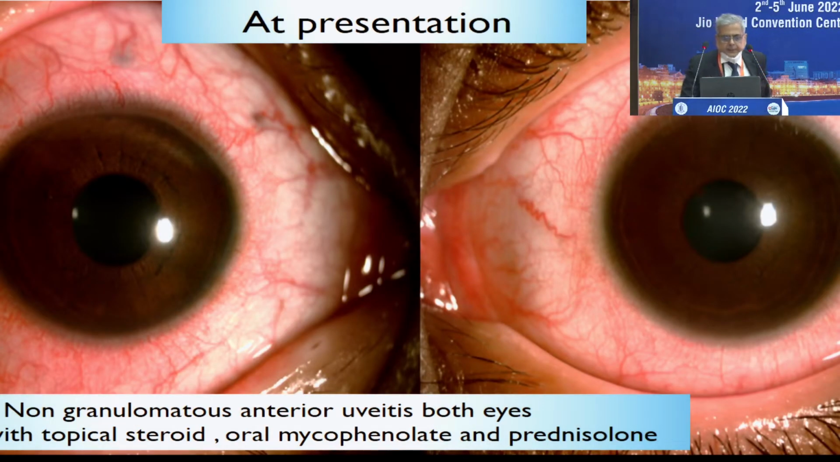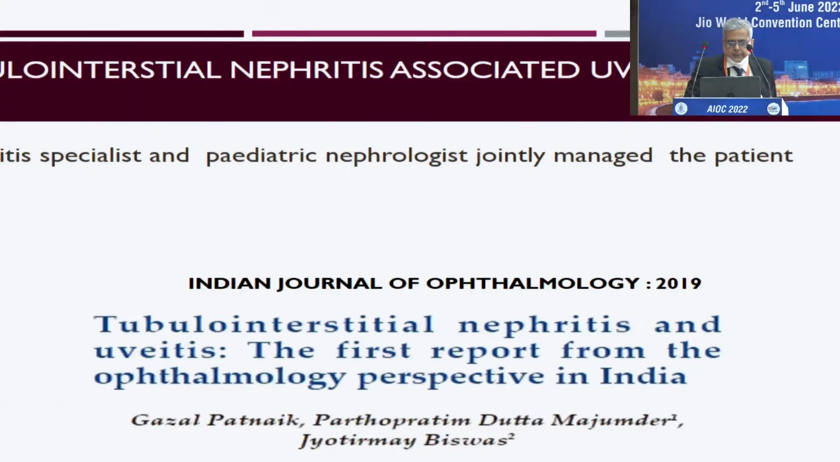This patient had non-granulomatous anterior uveitis in both eyes, resolved with topical steroids, and he required oral mycophenolate and prednisolone. With this, there is a complete resolution of inflammation. So we collaborated with the pediatric nephrologist and jointly managed this patient. We published this case in the Indian Journal of Ophthalmology, tubulointerstitial nephritis and uveitis, the first report from the ophthalmologic perspective in India.